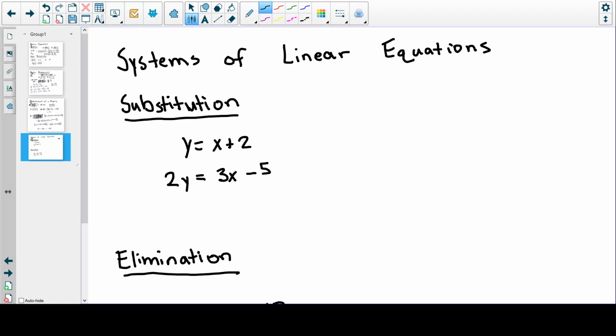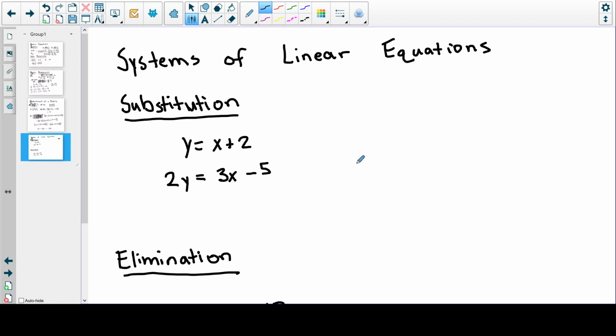Today we're going to be going over how to solve systems of linear equations. Let's get started. There are two methods for solving a system of linear equations. First is substitution, and the other one is elimination. I'll show you how to do each of them step by step and how to recognize them.